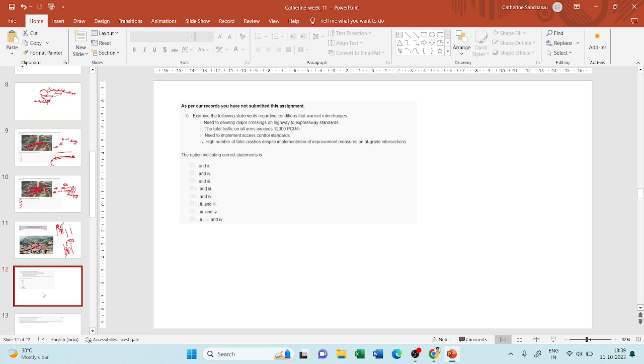examine the following statements regarding conditions that warrant interchanges. So you cannot provide interchanges wherever you want. Just because two roads connect or cross each other, it doesn't mean that you have to go for an interchange just because you want to reduce the number of conflict points. Because an interchange is a costly process, you have to make sure that the place actually warrants or requires an interchange before you make the decision. Okay, so there are a few criteria which you have to ensure this place has achieved in order to warrant an interchange.